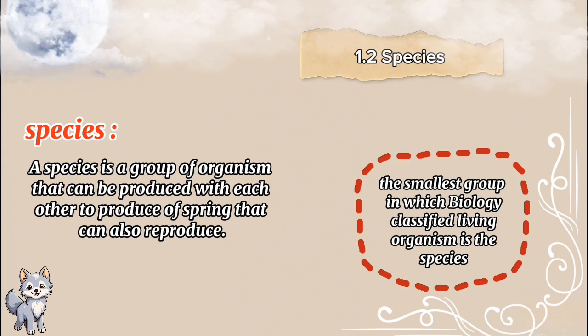A species is a group of organisms that can breed with each other to produce offspring that can also reproduce. The smallest group in which biologists classify living organisms is the species.